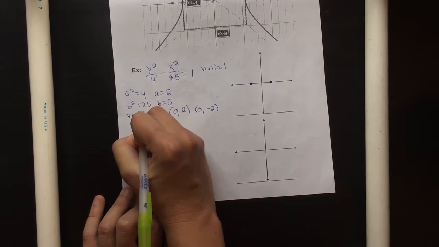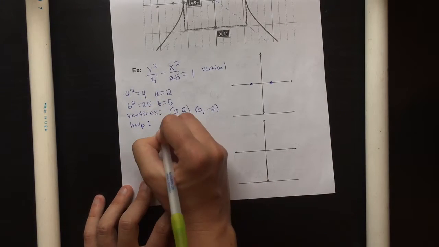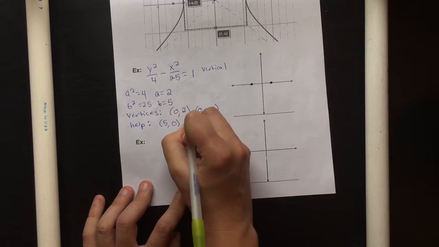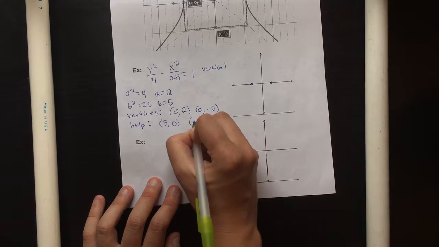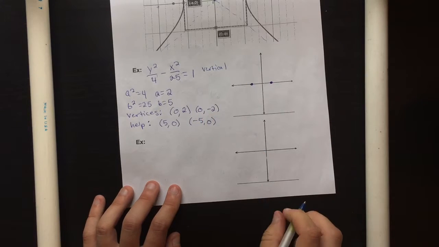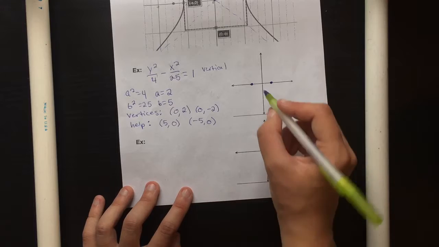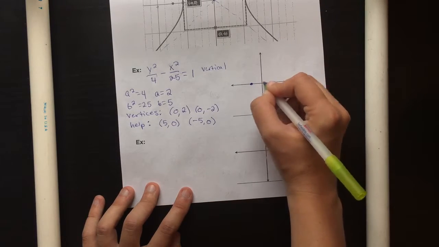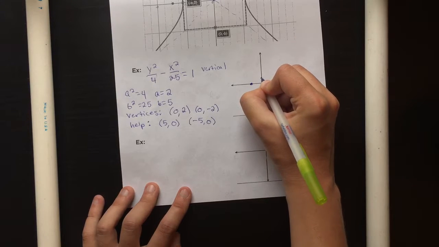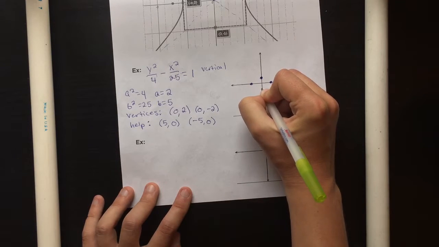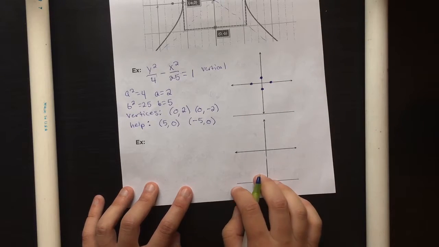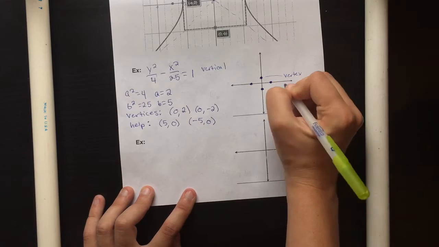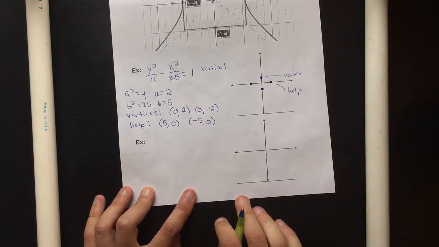All right, now we need our help points. Those are going to be at b comma 0, b is 5, and negative b comma 0, so it'll be negative 5 comma 0. All right, so, oh, I messed up my vertices, didn't I? We'll call these the help points and put my vertices here. Okay, so vertex, help. There we go.